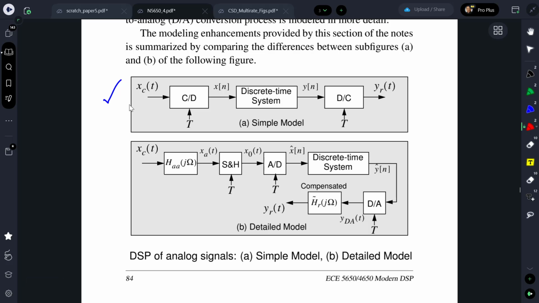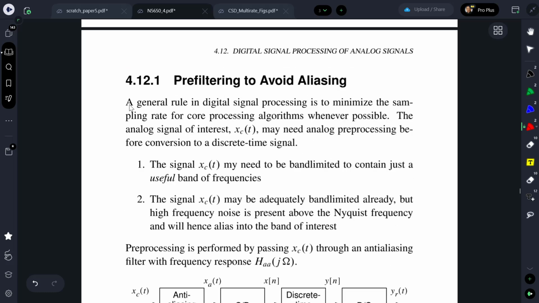We have to add in a model for the sample and hold, and then we'll have more or less an ideal A to D at that point. And then we have to model the reconstruction operation out of the back end. So, pre-filtering to avoid aliasing. This shows up in the very last homework problem of set number 5.